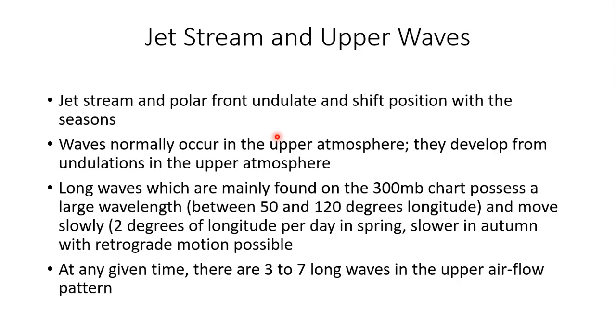I talked about waves, just a quick review on waves, the difference between long waves, which are generally found at 300 millibars or 30,000 feet, have a very large wavelength on the order of 50 to 120 degrees of longitude, move much slower than short waves, and at any given time there are 3 to 7 long waves in the upper air flow, upper air ridges and upper air troughs, and these have a very important impact on our surface weather.